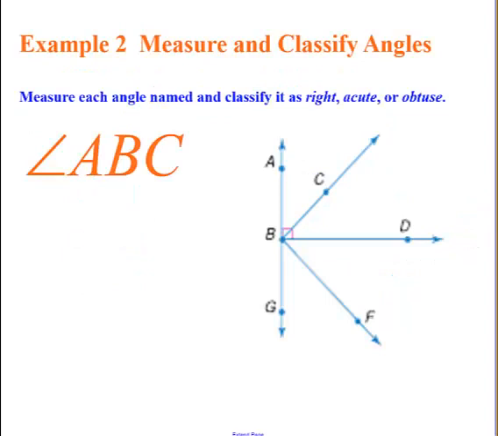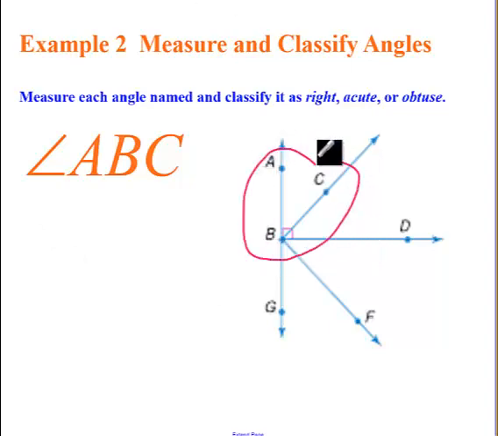Let's move on to example 2, measuring and classifying angles. So we want to measure each angle named and classify it as either a right, acute, or obtuse. Remember, a right angle measures 90 degrees, an acute angle measures less than 90 degrees, and an obtuse angle measures more than 90 degrees but less than 180 degrees. Okay, so let's find angle ABC.